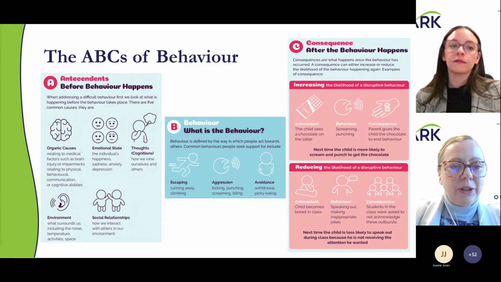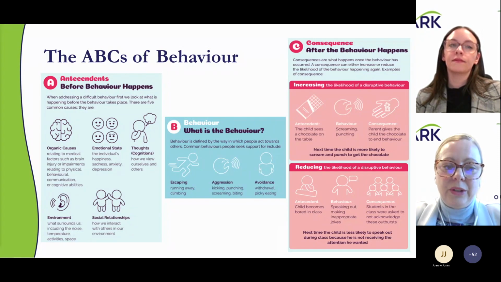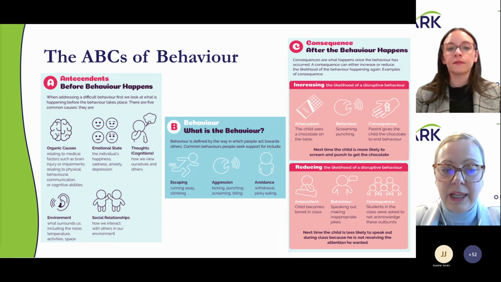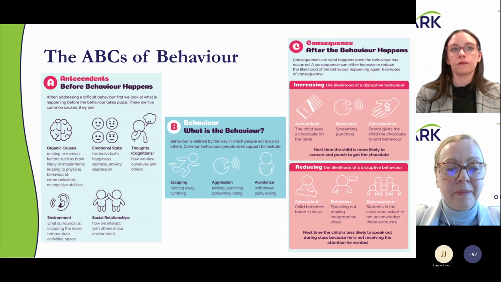This is another what's called the ABCs of behavior: the antecedents, the behavior, and the consequences of behavior. So when addressing difficult behaviors, first we want to look at what's happening before the behavior takes place. These common causes typically are in the areas of potentially organic causes. For instance, there might be some medical factors such as a brain injury or a physical impairment. Perhaps there's a communication or cognitive ability that's getting in the way of their behavior.